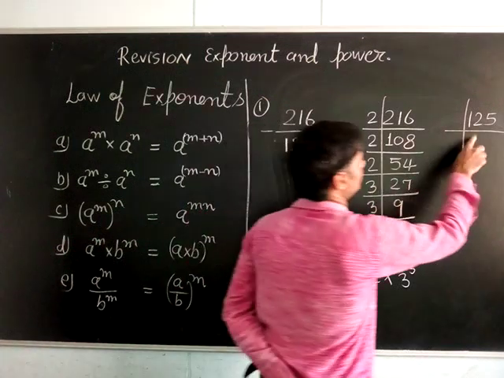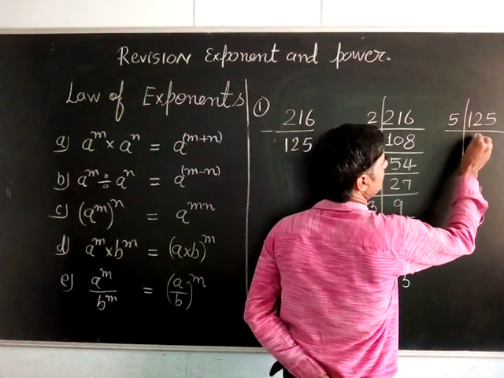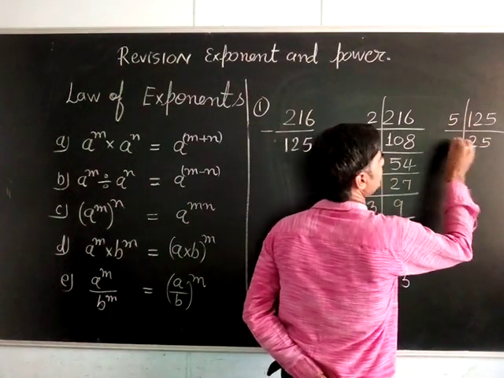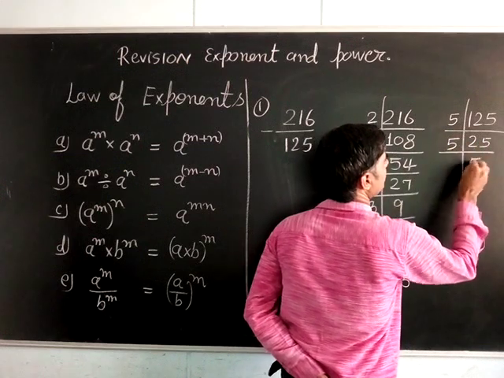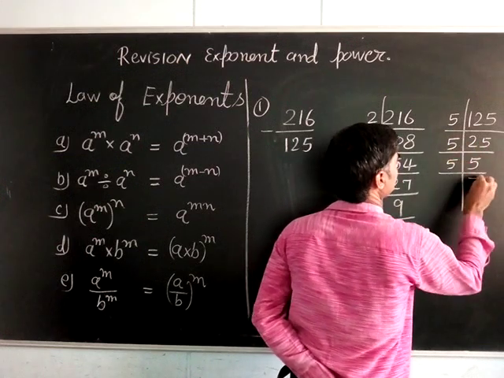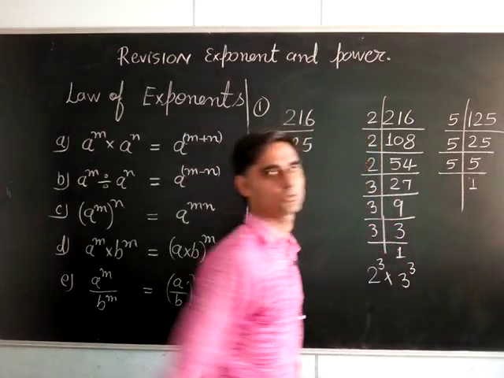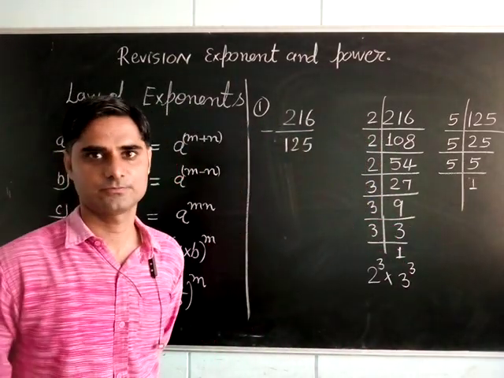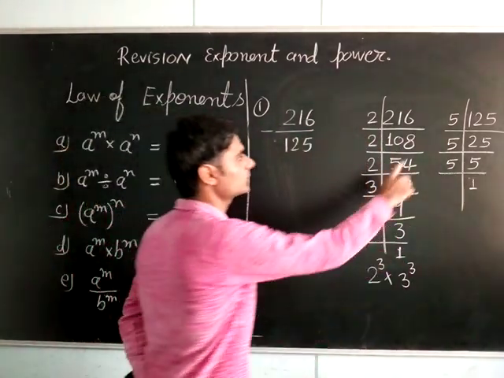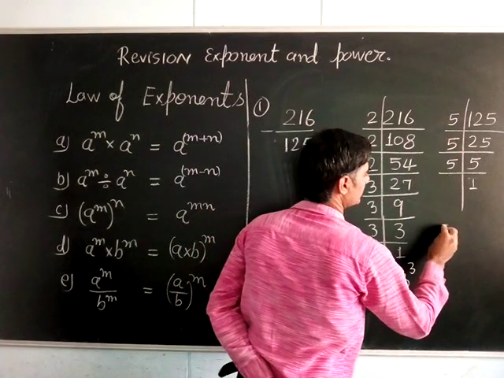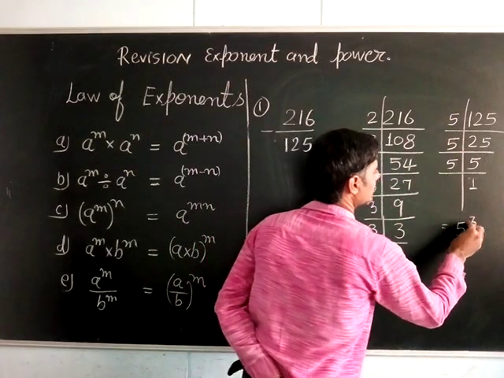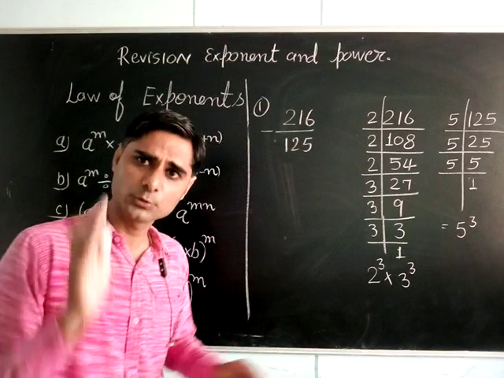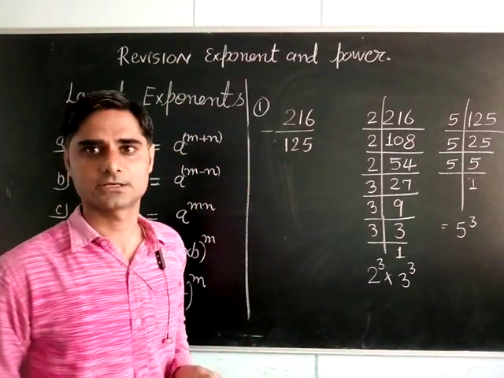And here 125 is divisible by 5, 25 times, again divisible by 5, 5 times, and again by 5, 1 time. So what will we do now? 1, 2, 3. So this will be equal to 5 power 3, or not? Just put all these values here.